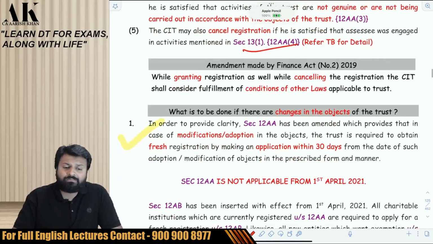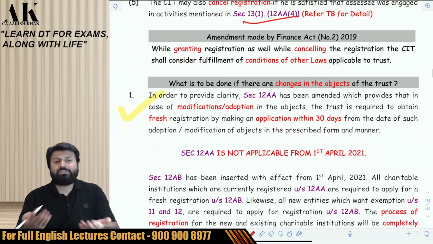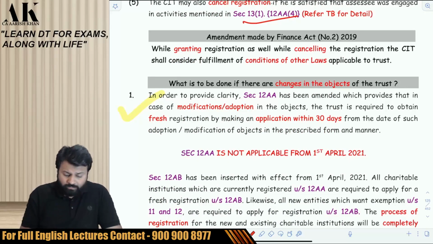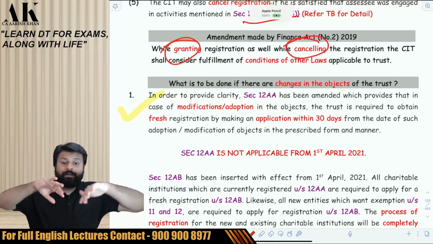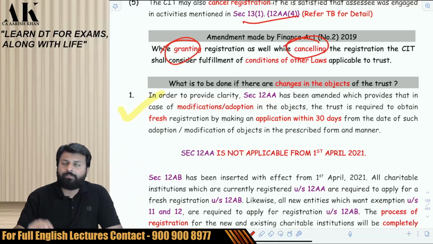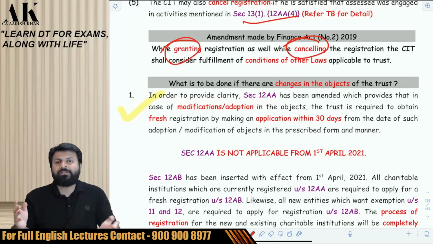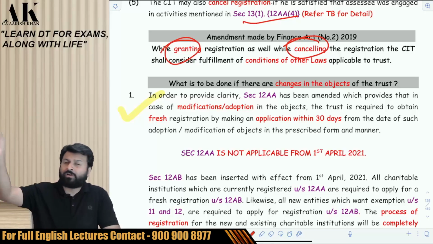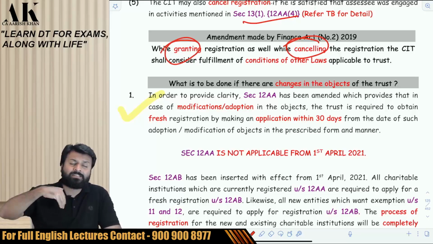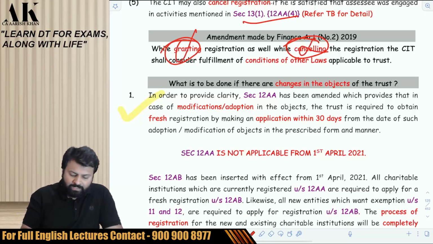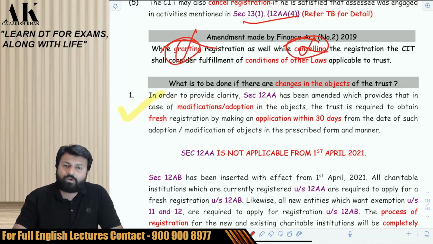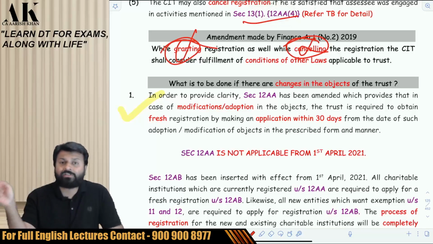Okay. Now, while granting registration as well as while cancelling the registration, the CIT also has to consider that the assessee should not violate any other law in this country. Suppose the trust is receiving some foreign contribution. So the trust has to follow the Foreign Contribution Act. So if the CIT feels that the trust is receiving some foreign donation from outside India, and the assessee, that is the trust, is not following the Foreign Contribution Act, in that case, the CIT can cancel the registration. The CIT can refuse the registration also, because the CIT has to make sure that the trust also follows other laws in this country.